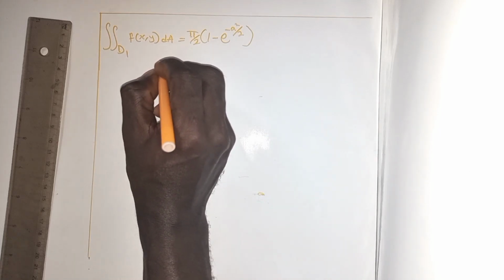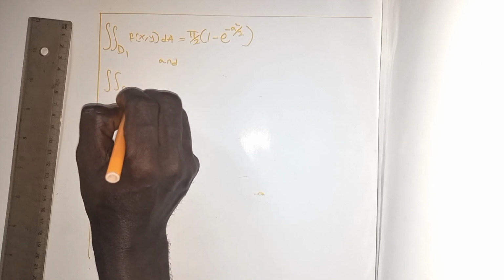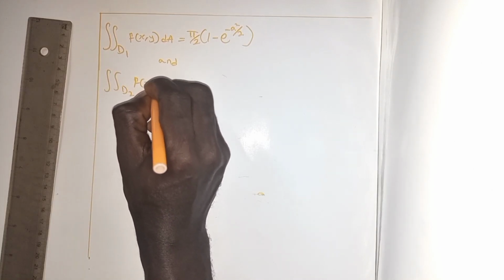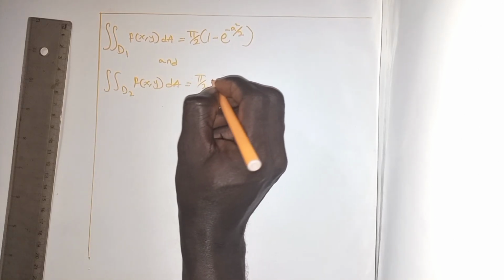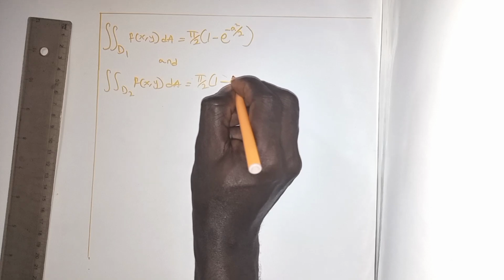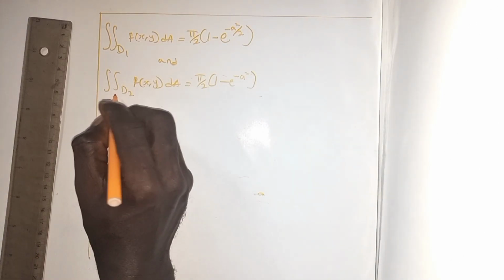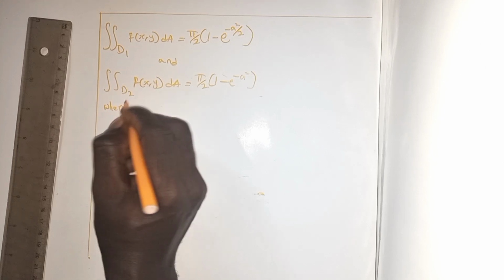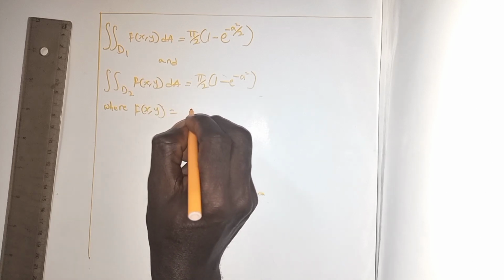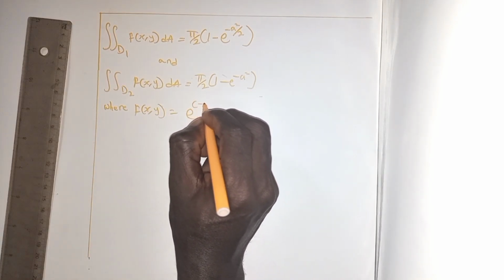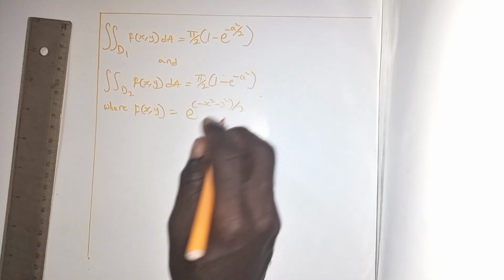We are trying to show this and this as well for D2. We are trying to show this. So we are asked to convert to polar coordinates to be able to show this. So where f(x, y) is exponential of minus (x squared plus y squared) over 2.